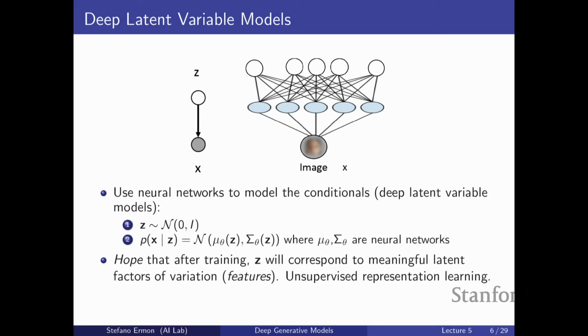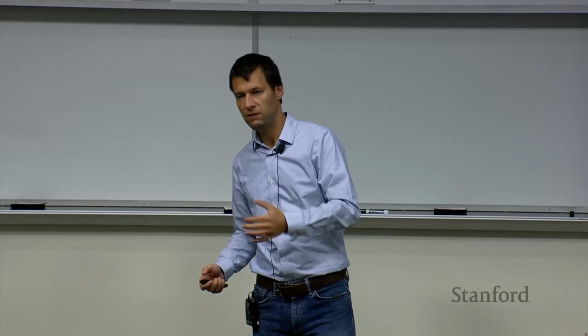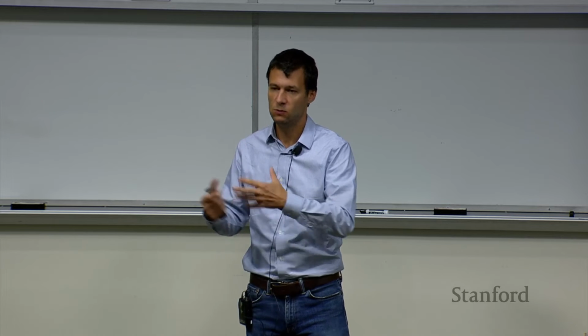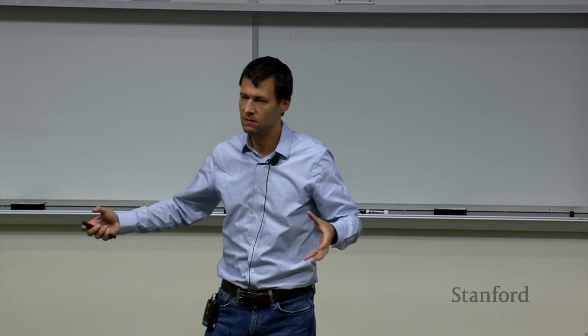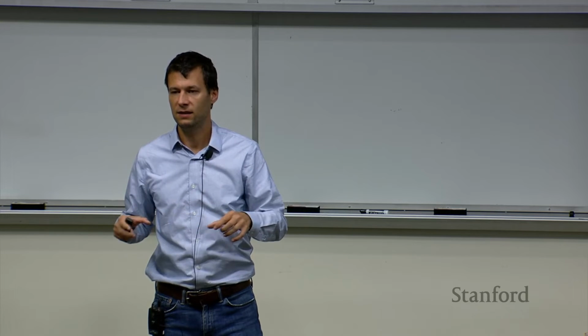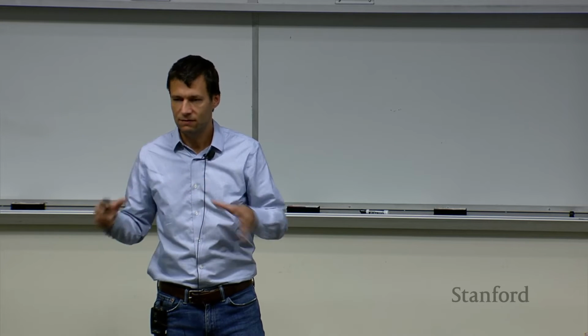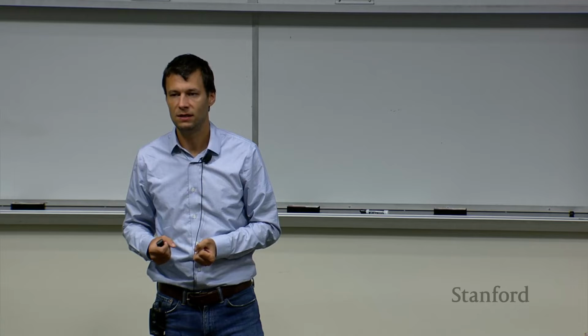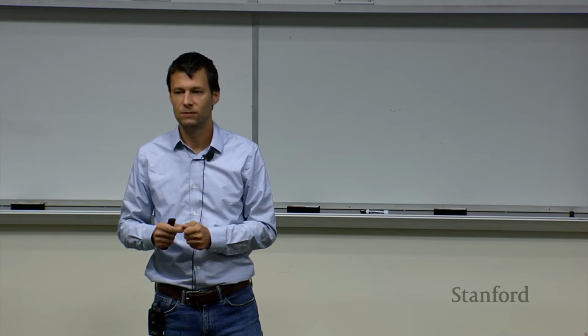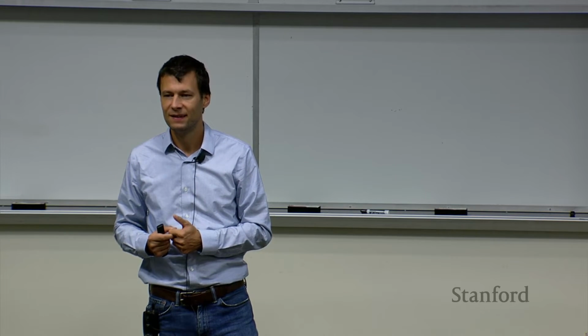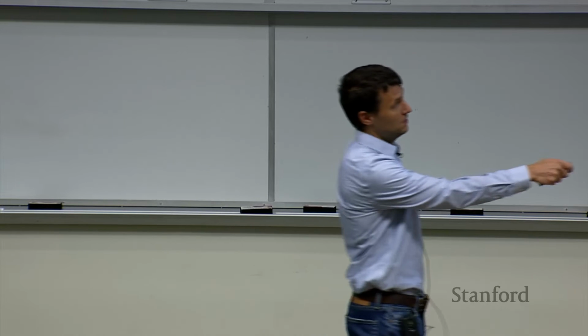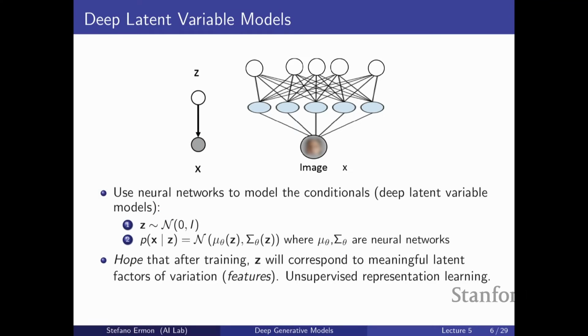The second one is that being able to infer the latent variables might be useful in itself, because maybe what you're after is not generating images, but understanding what sort of latent factors or variations exist in your data set. And the prior here in this case is very simple, it's just a Gaussian. But yeah, you could have more complicated priors.